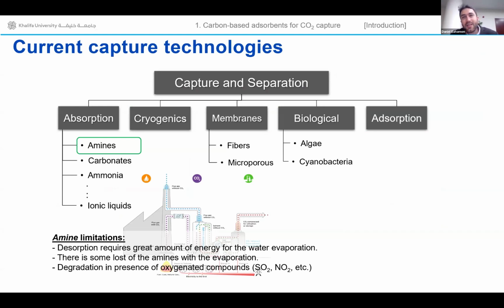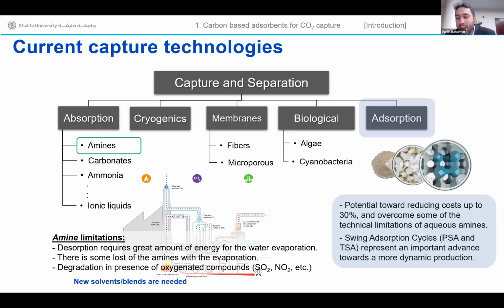Of course, these amines are right now the benchmark, but still they have some limitations. The desorption requires a great amount of energy, because these amines are in the aqueous phase. Of course, there are also some losses due to evaporation, and you can degrade these amines due to the oxygenated compounds you have in the flue gas when you are capturing the CO2.